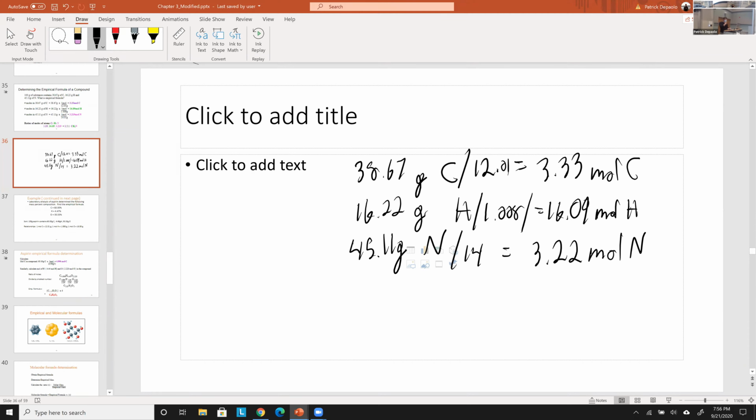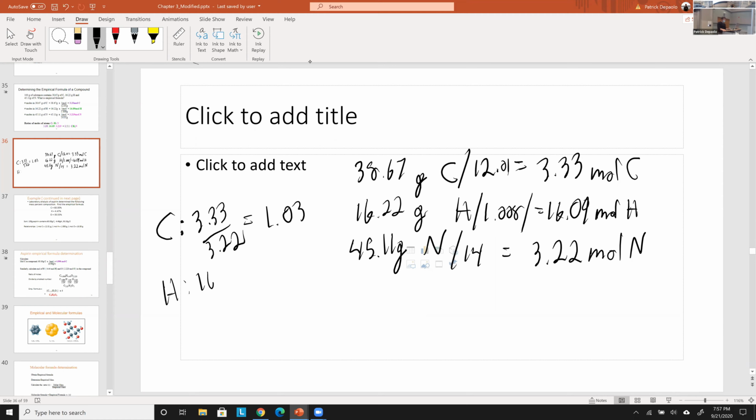All right. So nitrogen has the lowest number of moles, 3.22. So we're going to divide all these numbers by 3.22. So now the new carbon ratio, the simplified mole ratio, is 3.33 divided by 3.22, which is equal to about 1 point something, 1.034. Okay, cool. 1.03, good enough.